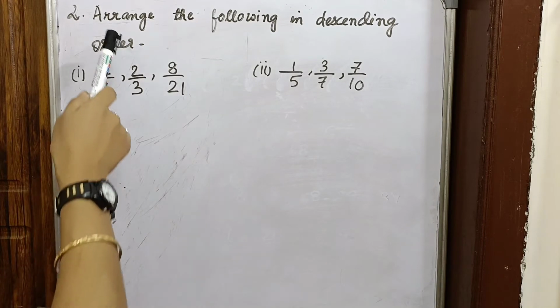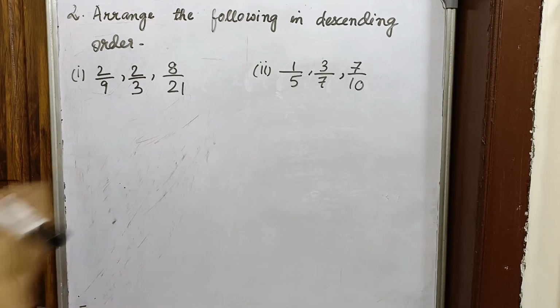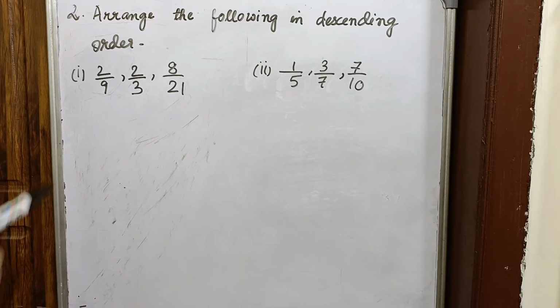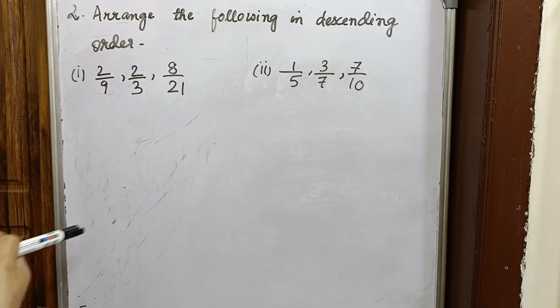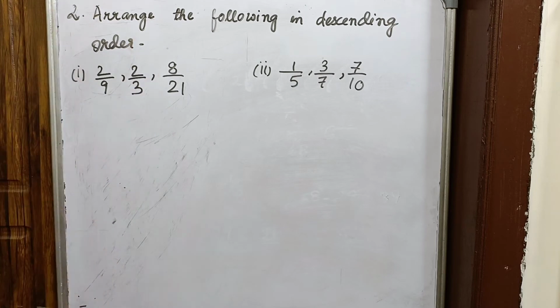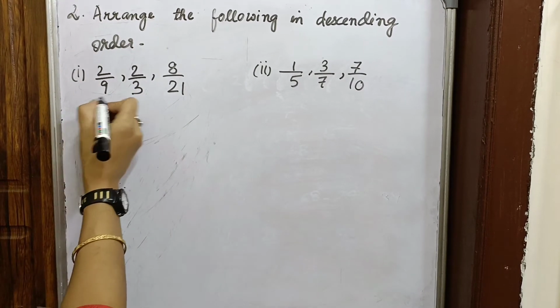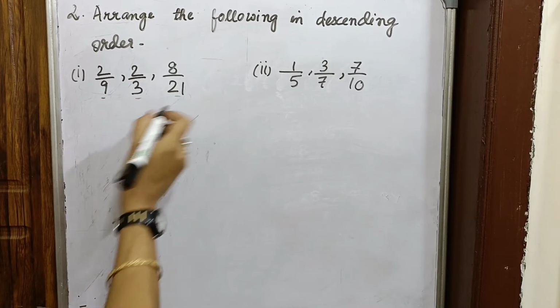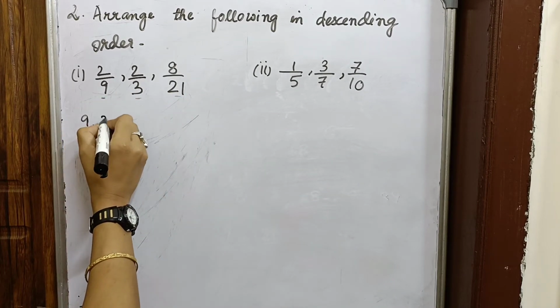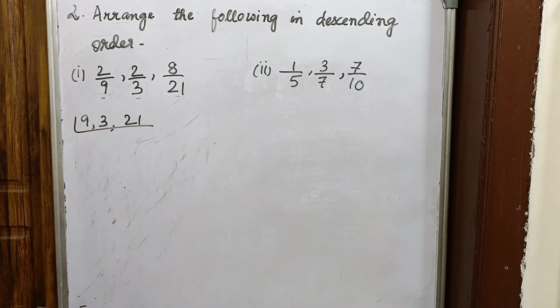Question number 2 is to arrange the following in descending order. We have to arrange these three numbers in descending order. We don't know which one is the greatest, because they are fractions. Descending order means from greater to smaller. So, in the same way as the previous one, we have to make the denominator same. We take the LCM of 9, 3 and 21. We cannot divide by 2 because none of the numbers is even.